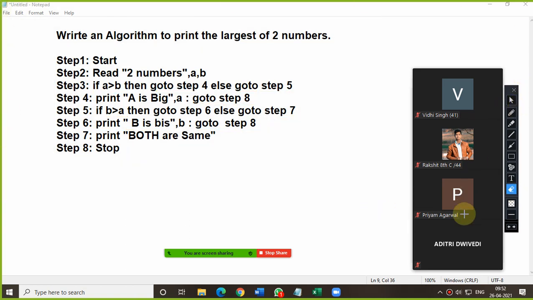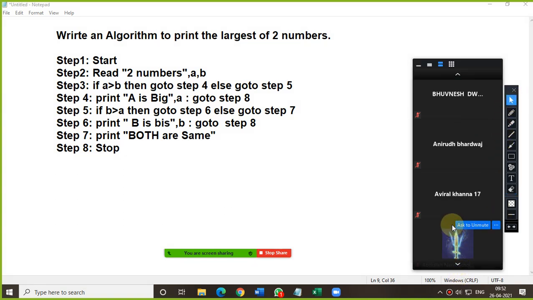One second, sir. Can you notice? Please note down this, everyone, without any mistake.